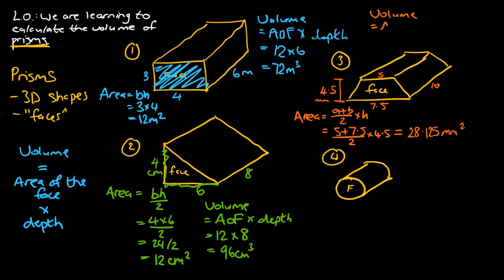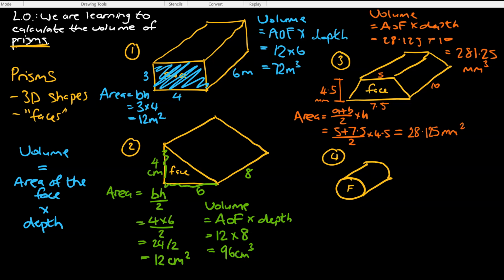And now that we've got the area, let's go into the easier part, the volume. So the volume is equal to the area of the face times the depth. So that's going to be 28.125 times 10. That gets us to 281.25 millimeters cubed. So hopefully that makes sense. We found the area of the face, and then we multiplied it by the depth as well.